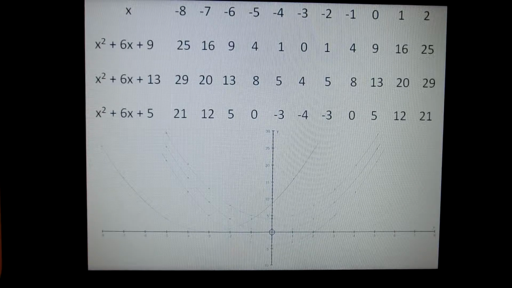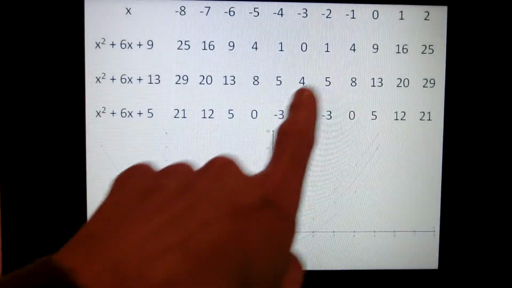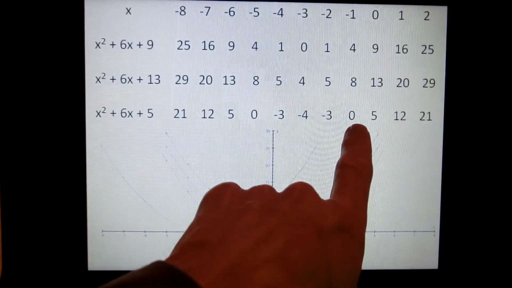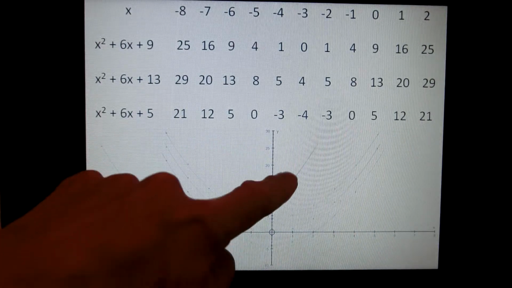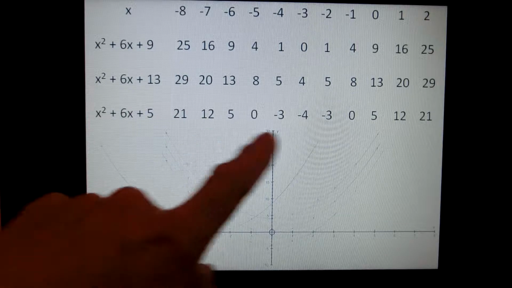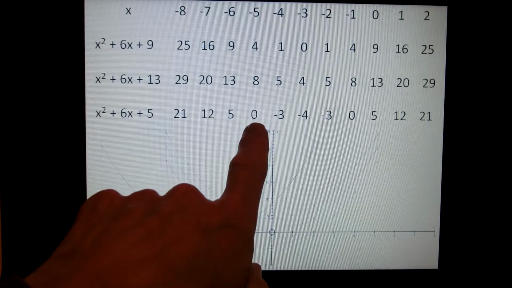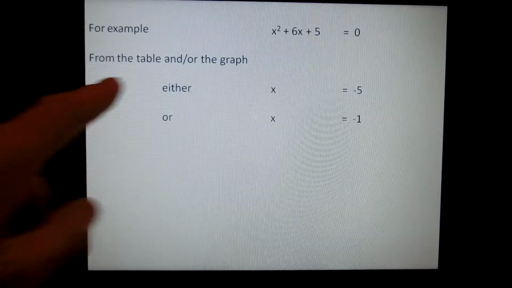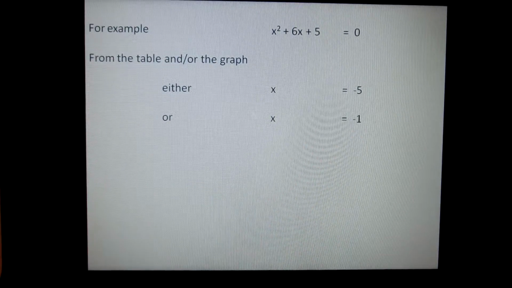And the values of x that make the expression 0 are -5 and -1. So when x is -5, the expression is worth 0. When x is -1, the expression is worth 0. So we can use this table of numbers here, or this graph, if the graph were drawn. It's easier to see from the table probably, when x squared plus 6x plus 5 is equal to 0 there, and there, when x is -5 and -1. So, from the table and/or the graph, either x is -5 or x is -1. We have two solutions, two values of x that make that expression equal to 0.